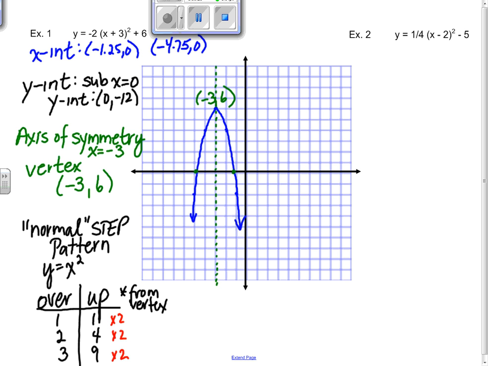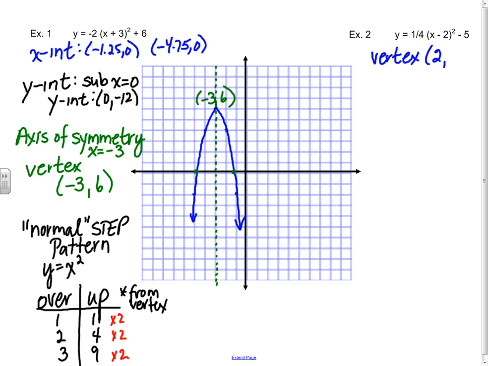The second parabola we're going to look at is y equals a quarter (x minus 2) squared minus 5. From my lefts, rights, my horizontal and vertical translations, I know that my vertex will be 2 to the right, 5 down. That means my axis of symmetry will always be the x value of the vertex. That will be my fold line.